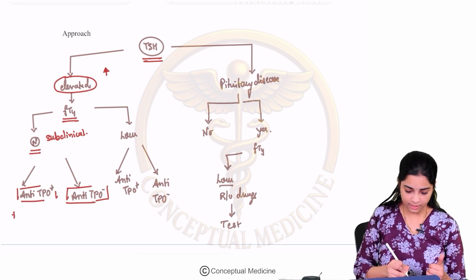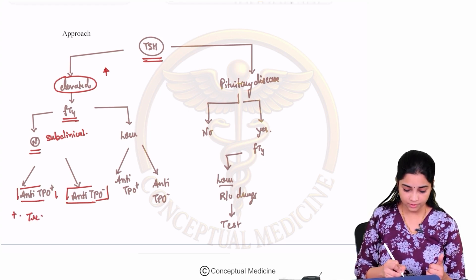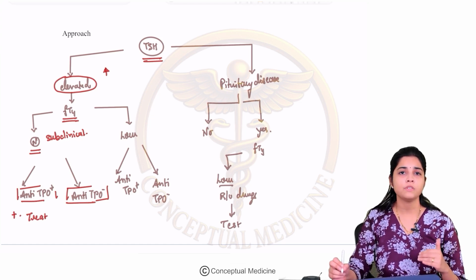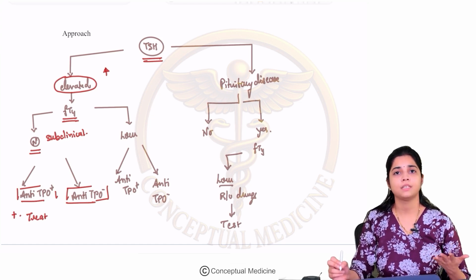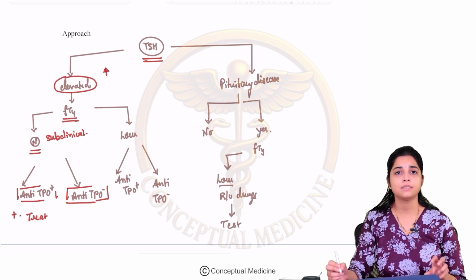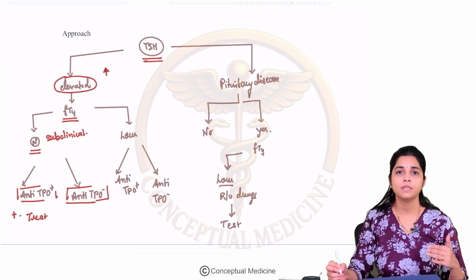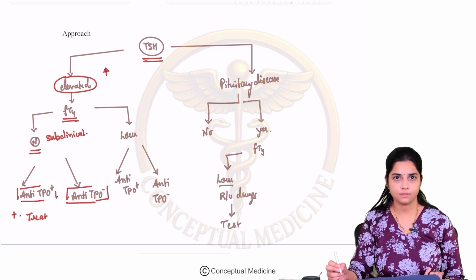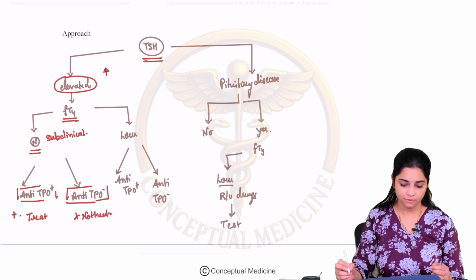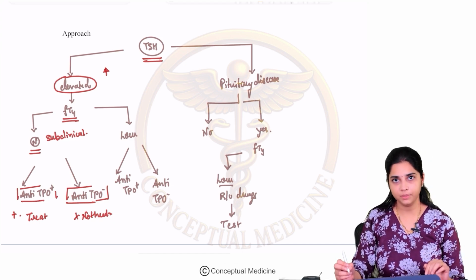If your anti-TPO antibodies are positive, then even if it is a subclinical hypothyroidism, you have to treat. Because most of your Hashimoto's thyroiditis happens in the younger age group, you have to treat them because there is an increased risk of cardiovascular morbidities in the later age groups if your thyroid is not controlled in the early stages. If your anti-TPO is negative, then you do not treat. Okay. How do you treat? That we will be coming to.